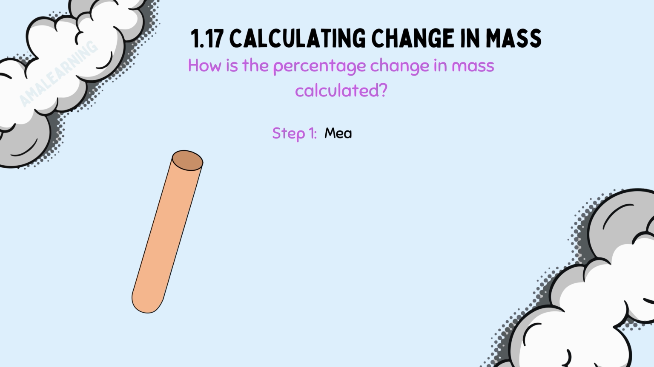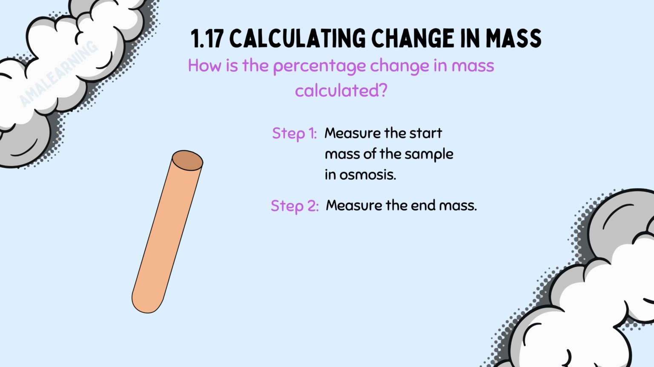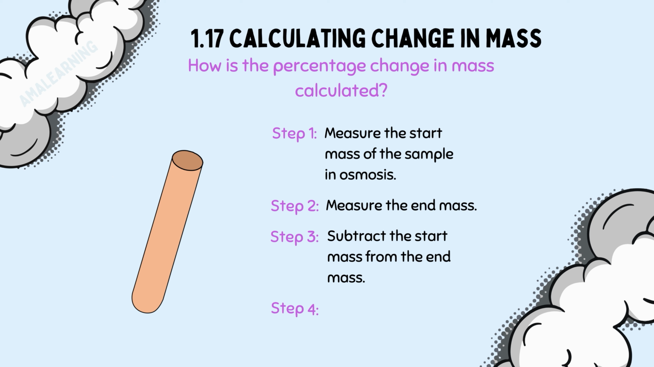Step 1. Measure the start mass of the sample in osmosis. Step 2. Measure the end mass. Step 3. Subtract the start mass from the end mass. Step 4. Divide the change in mass by the start mass.